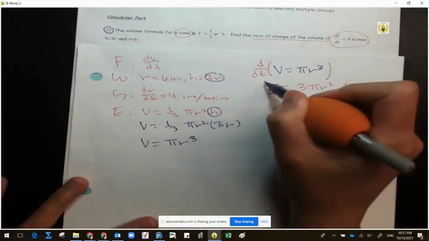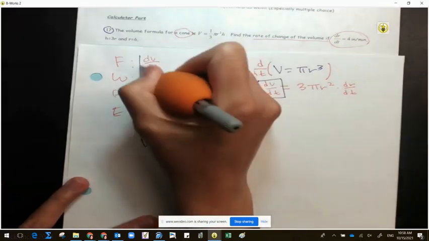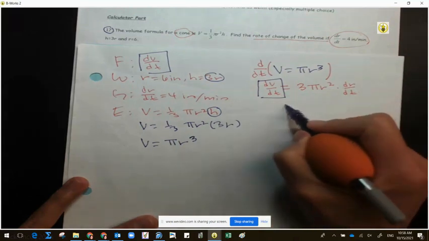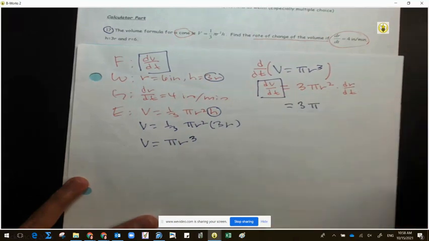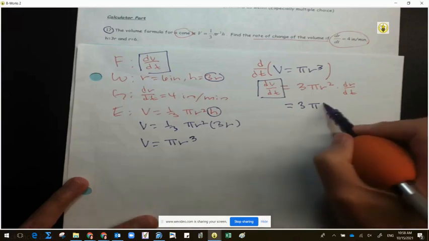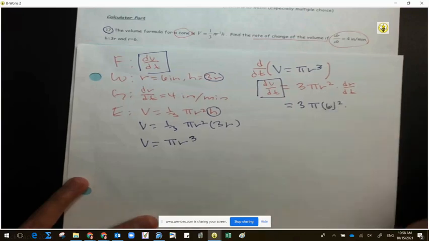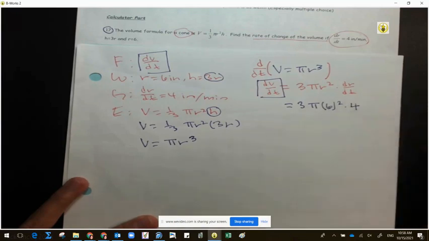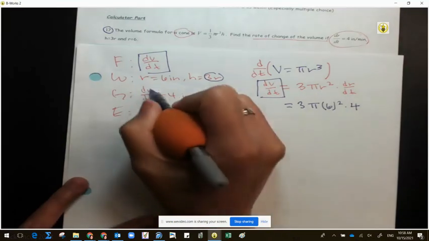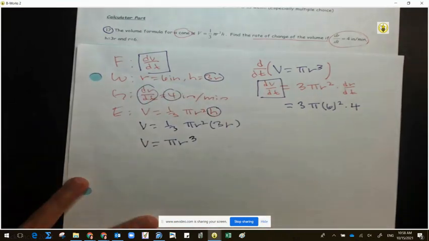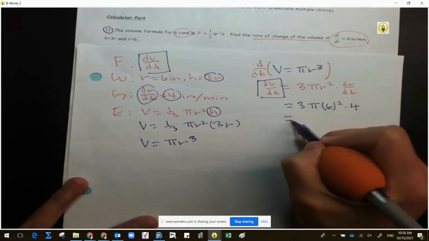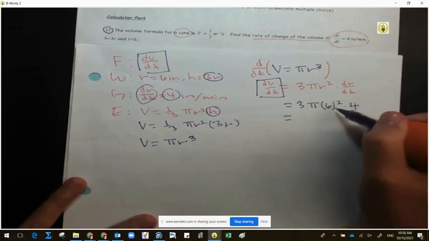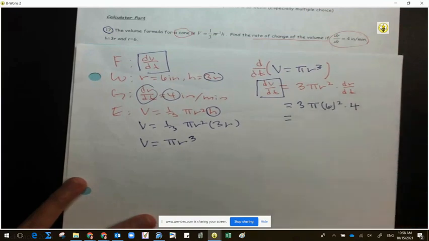So what's nice about this one, we have dv over dt is what we are looking for. Isn't that already by itself? Yeah? So I can go ahead and plug in 3, the pi. How many is the radius given? 6. Squared. What about the rate of the radius? 4. Because the rate of the radius is 4. And let's go ahead and further simplify. And if I want to leave this in terms of pi, 36 times 4 times 3.